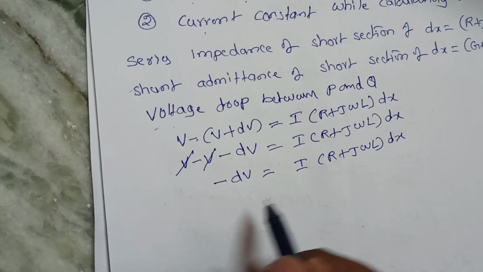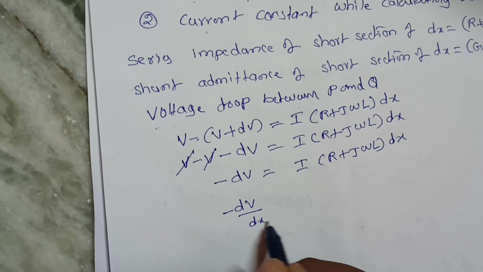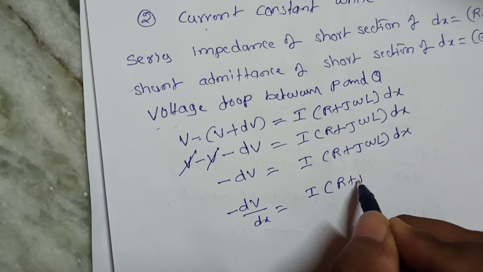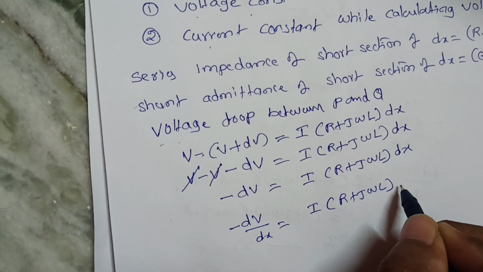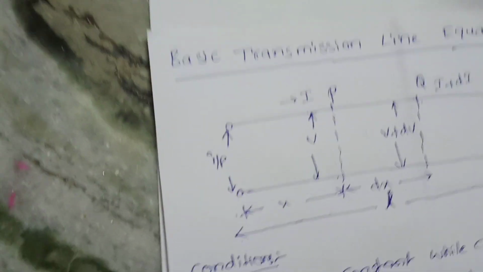So dx is taken to this side. Then minus dV by dx is equal to I times (R plus j omega L). This is equation 1.